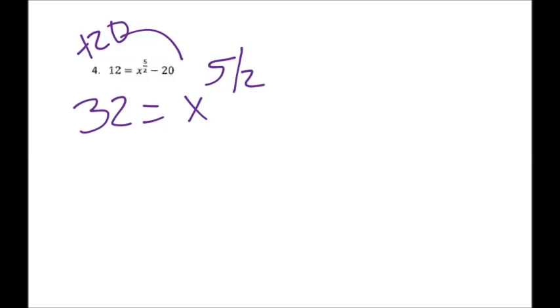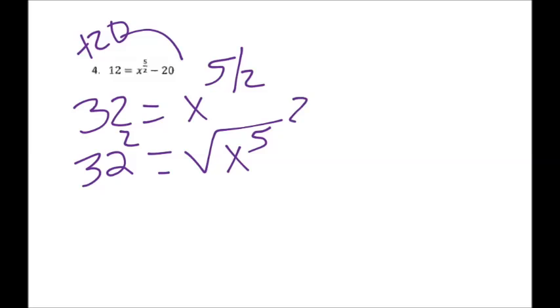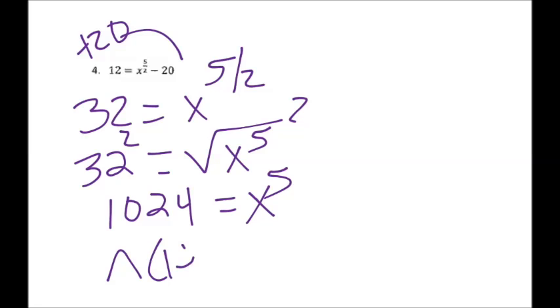Move your 20. 12 plus 20 is 32. Is equal to x to the 5/2. So 32 is equal to the square root of x to the 5th. Square both sides. 1024 is equal to x to the 5th. You're going to rooftop it to the 1 divided by 5. And so x is equal to 4.